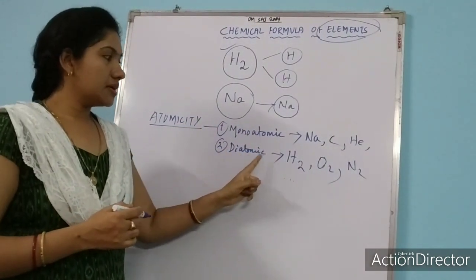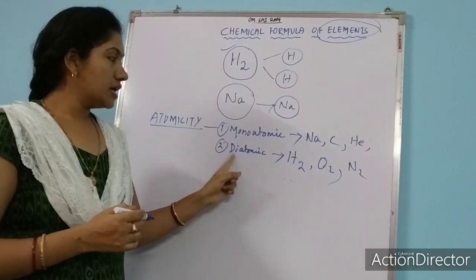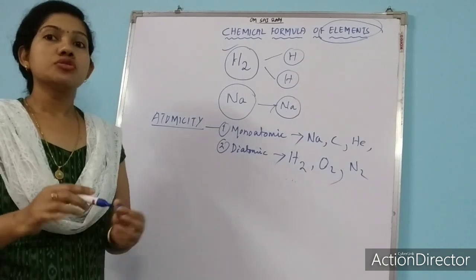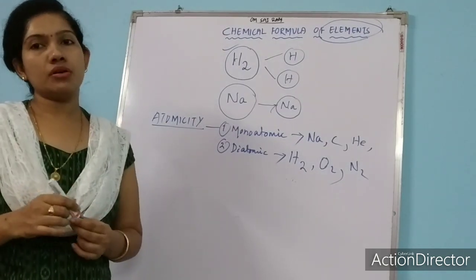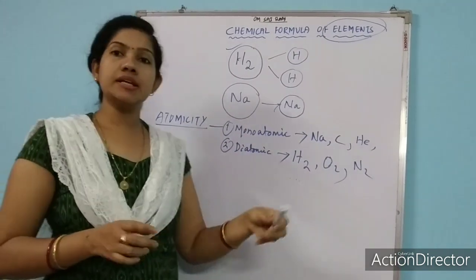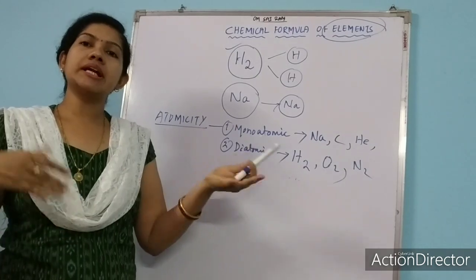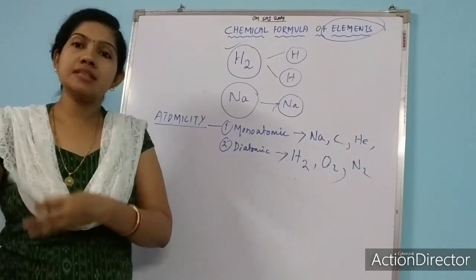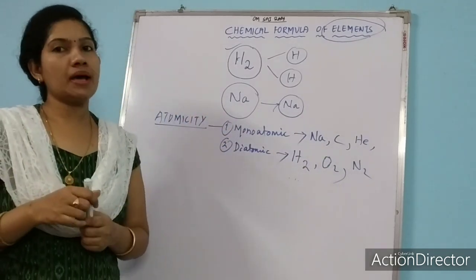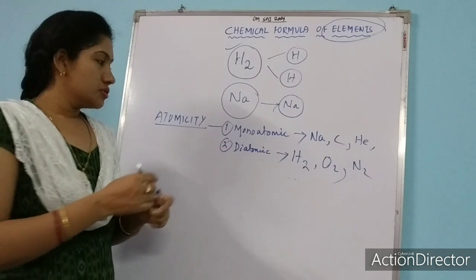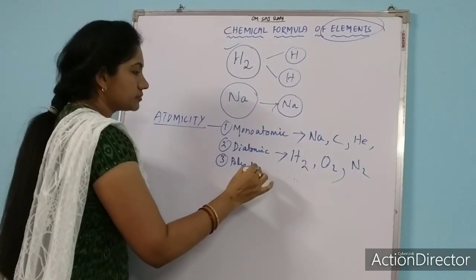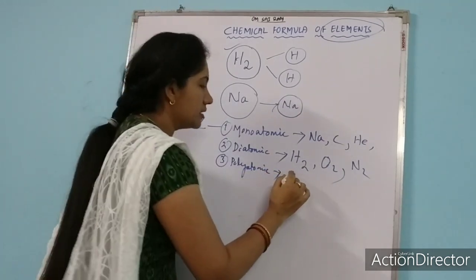Here, a diatomic element, a diatomic molecule, means they must contain two atoms. More than one we can call polyatomic. If they contain 3, we can also call them triatomic, tetraatomic, pentaatomic, hexaatomic, like that. Or simply, more than one means we can represent it as polyatomic. So again we can write polyatomic.